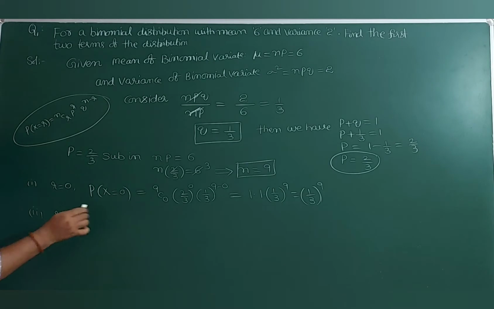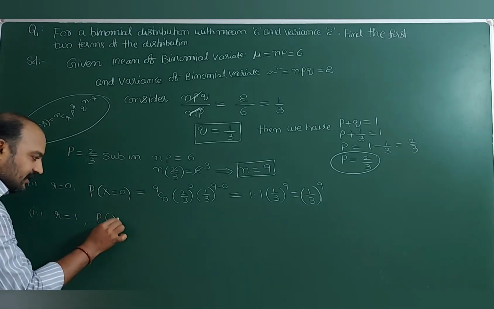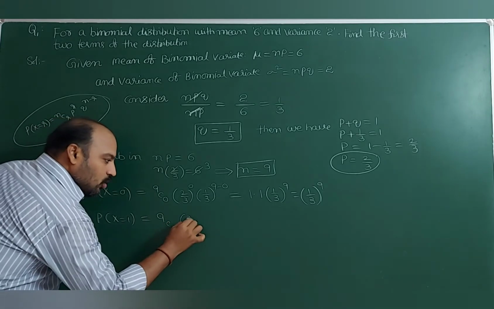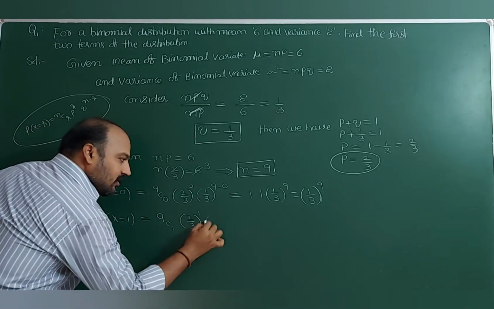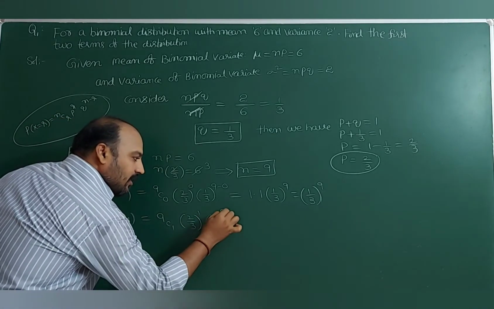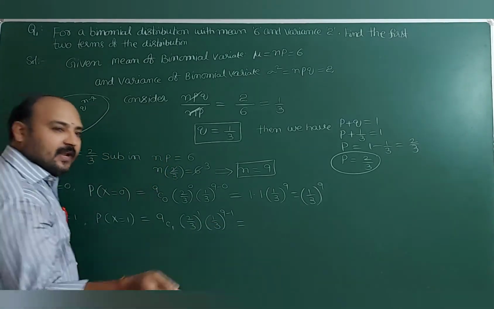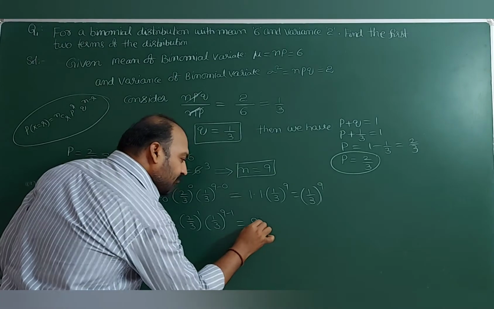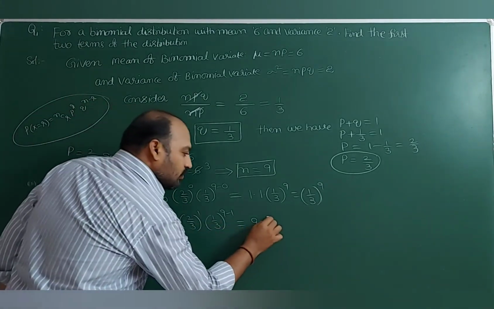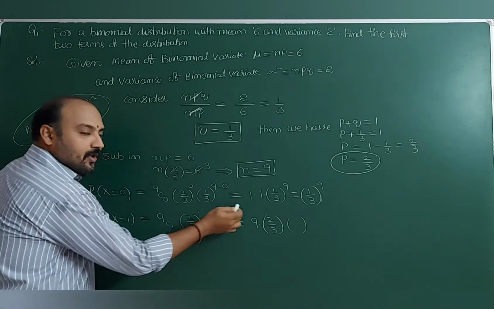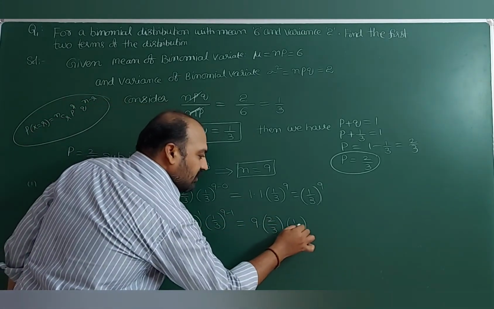r is equal to 1, substitute. So P(X=1) is equal to 9C1 (2/3)^1 (1/3)^(9-1), which is equal to 9C1. nC1 is n, 9C1 is 9. (2/3)^1, so 2/3 into (1/3)^(9-1) is 8. So (1/3)^8.